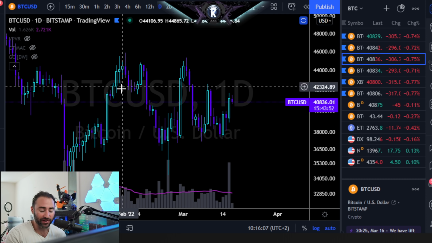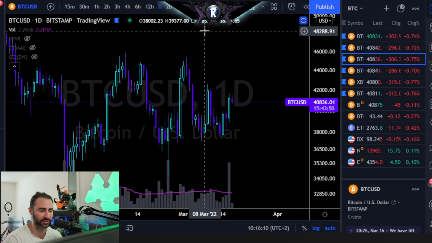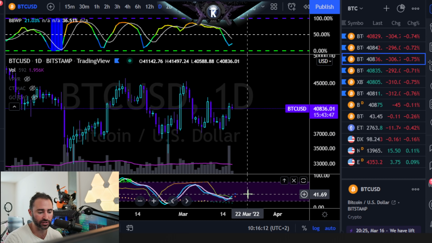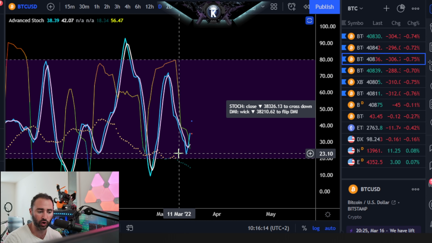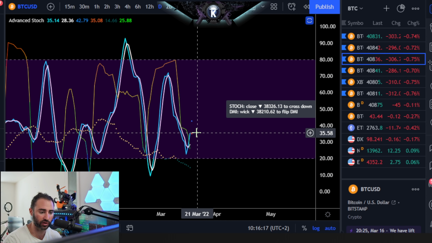So fair enough, trends typically do continue. So let's go over here onto the daily as well. I do want to point this out. The daily stochastic momentum also freshly went to the upside as well upon yesterday's closure.